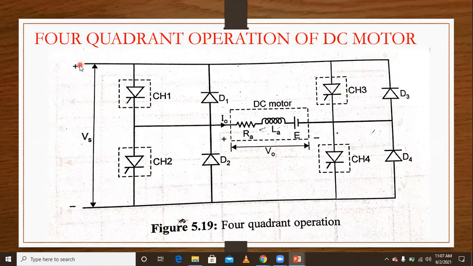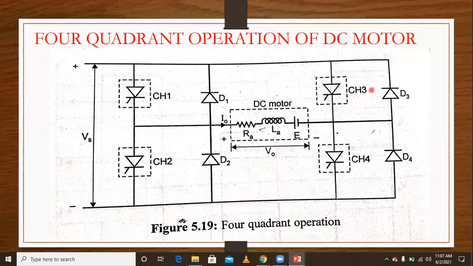That means here the supply voltage positive is connected to the motor negative terminal. That means the voltage across the load is negative. Understood? In third quadrant operation, voltage negative, current negative. In third quadrant operation, CH1 is kept off, CH2 is kept on, and CH3 is operated.